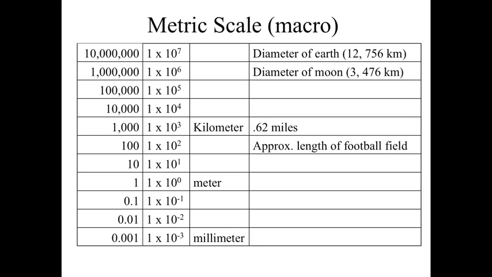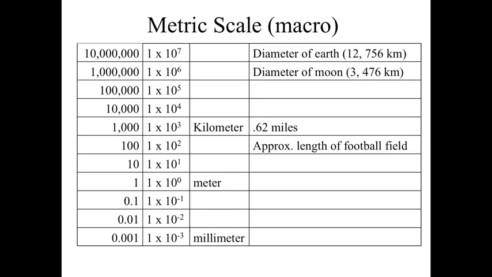Now, most of us are familiar with the metric scale and the macro end of it. So millimeter, relatively small, a meter, about a yardstick, to drop back into the English system. But kilometers in relationship to distances. 1 times 10 to the 6th meters is the diameter of the moon. 1 times 10 to the 7th meters is roughly the diameter of the Earth. So you get an idea of the magnitude we're talking about.